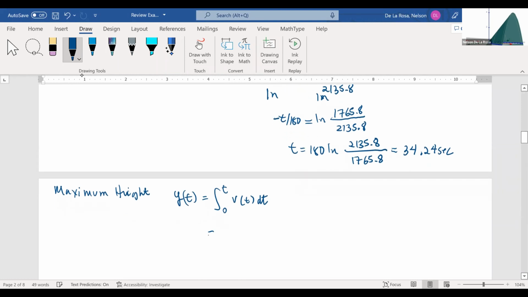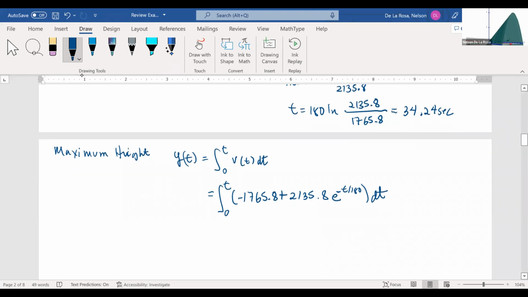So it's going to be the integral from 0 to t of negative 1765.8 plus 2135.8 e to negative t over 180 dt. So that is our velocity. That is the expression of the velocity we found.